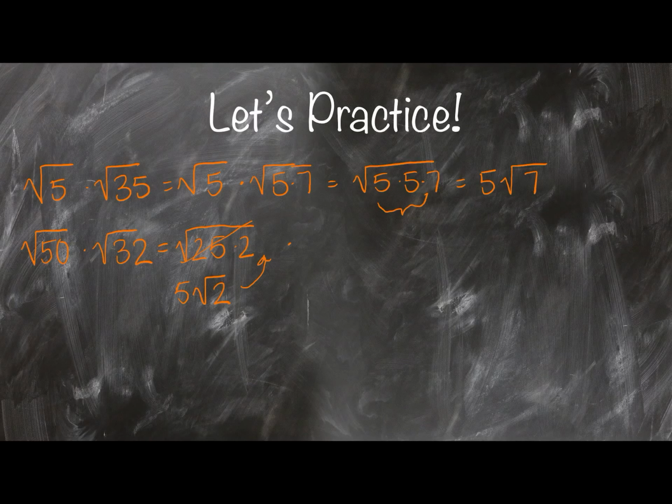what perfect square goes into 32? Well, 16 does. So this would be the square root of 16 times the square root of 2, which is 4 root 2. So right now I have 5 root 2 times 4 root 2. How are we going to multiply that? Well, multiply the coefficients, 20. And what is root 2 times root 2? Well, it would be root 4.